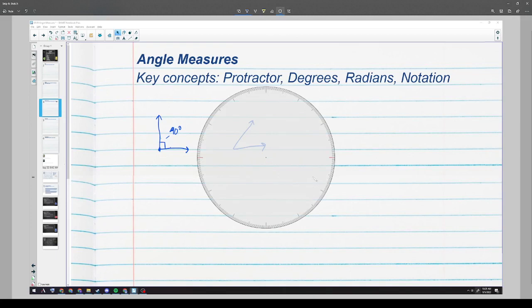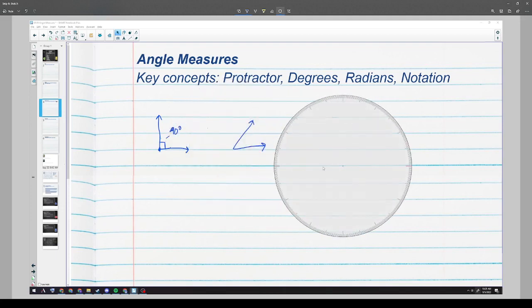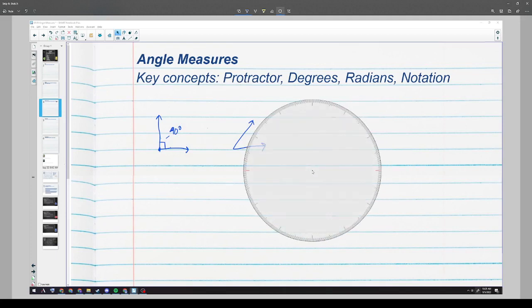I have a protractor. A protractor is a tool that we use to measure angles. This is kind of a weird one. A more normal protractor is like a half circle, but what it has in common is there's a point at the center. Usually on a physical protractor, that's a little hole in the middle.